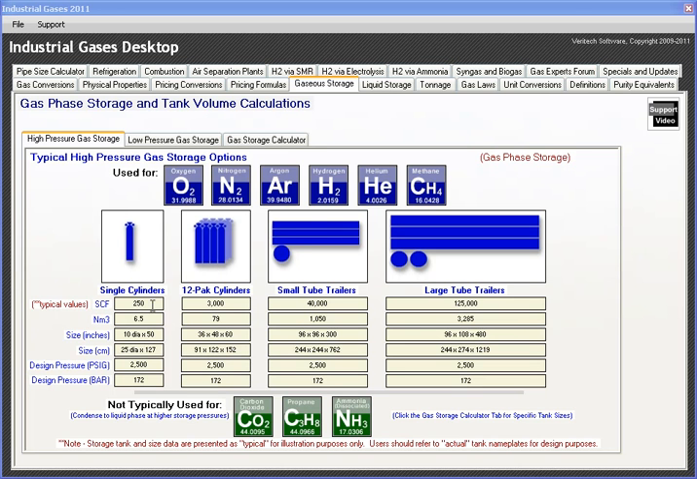From 250 standard cubic feet in a single cylinder up to 125,000 feet plus for a large tube trailer. Same in normal meters, and then the approximate sizes for the storage are here. So it's just a nice little reference table.